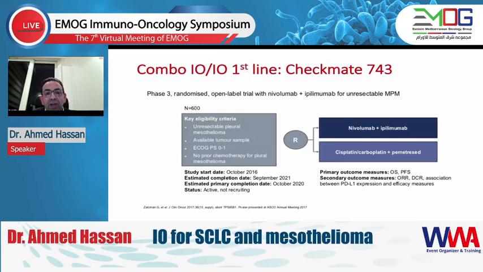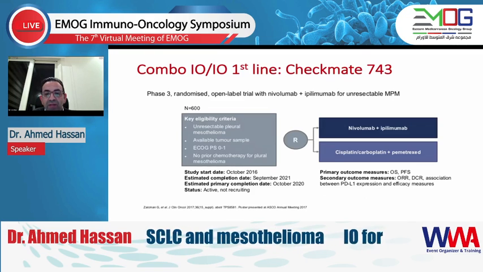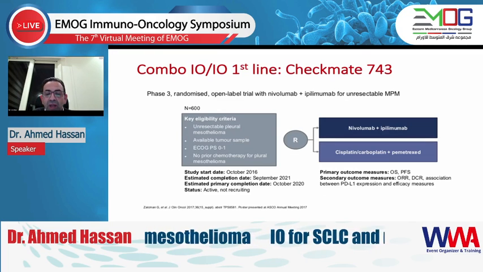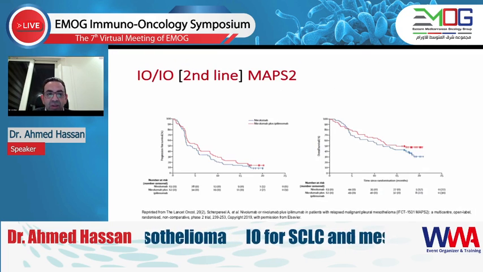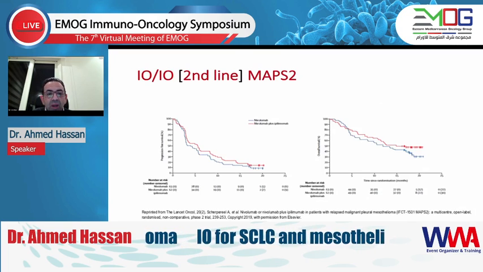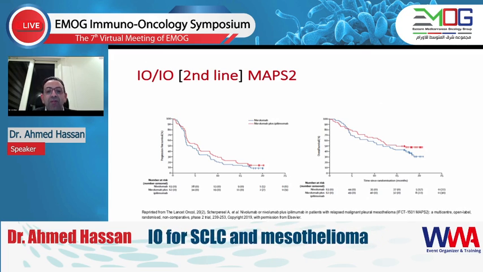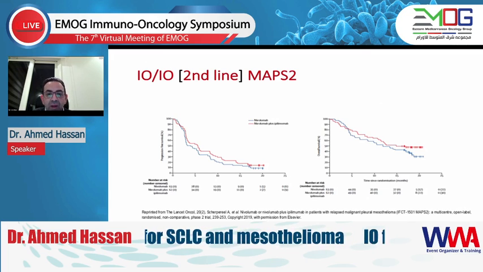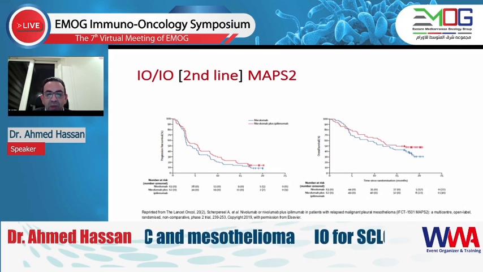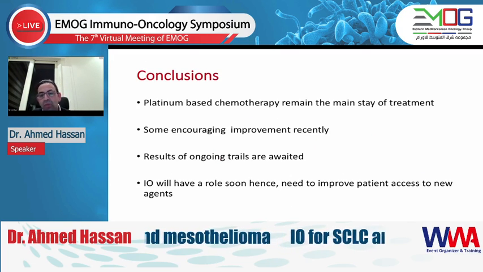Again, we have another combination in the first line, immuno this time, which is the CheckMate 743, nivolumab with ipilimumab versus chemotherapy. And we are awaiting the results of this one. In the second line, we have the MAPS-2 study. They're comparing nivolumab versus nivolumab plus ipilimumab after failure of chemotherapy. So these are all, as I said, limited studies, but hopefully they will add something to our armamentarium, which is already limited.